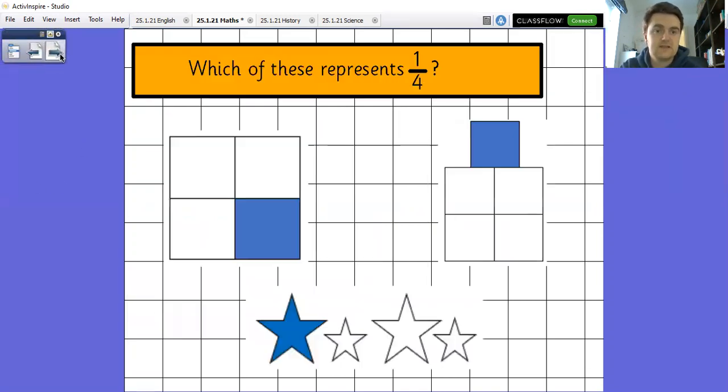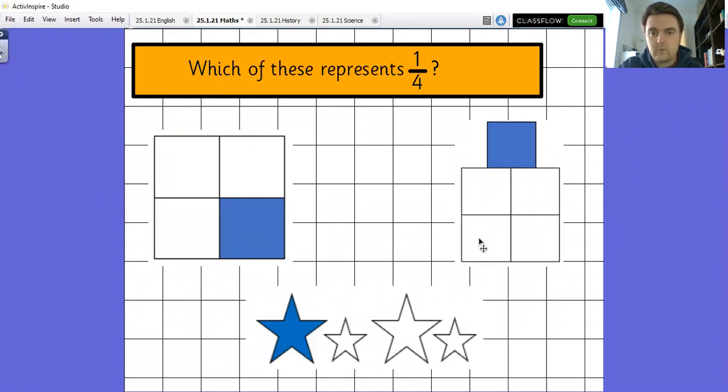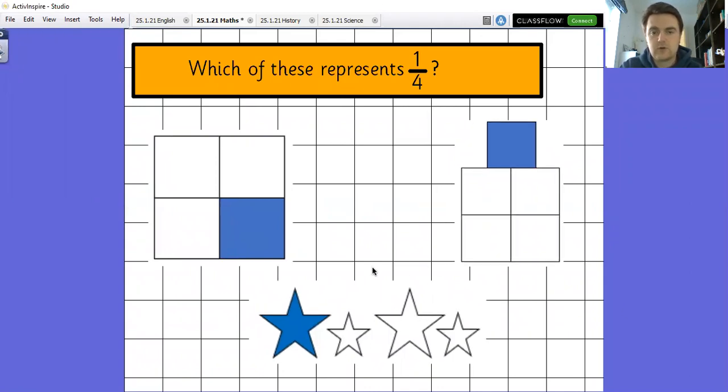So let's have a look. We've got 3 pictures here. Which of these represents 1/4, and why don't the other two represent 1/4? So why don't you just have a look at that quickly? If you've got someone that you can discuss it with, then do. If you haven't, then just have a think, and then I'll go through which one represents 1/4 and why.